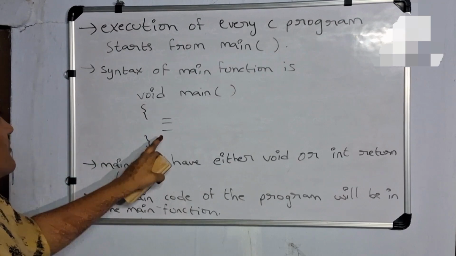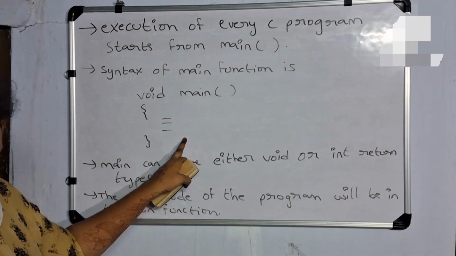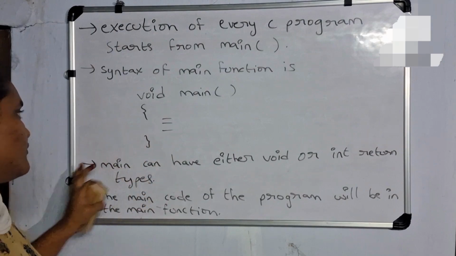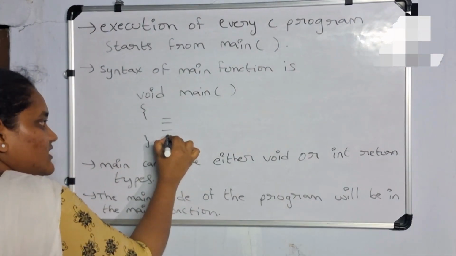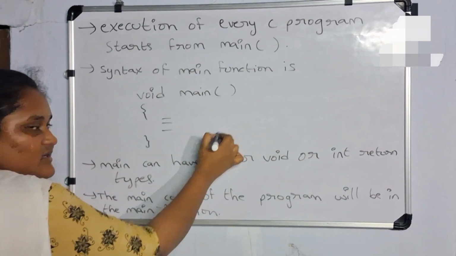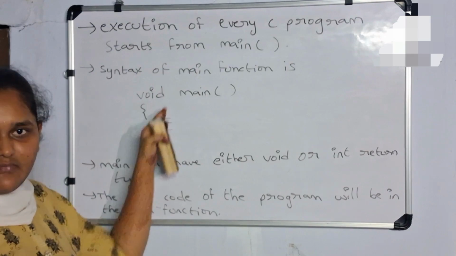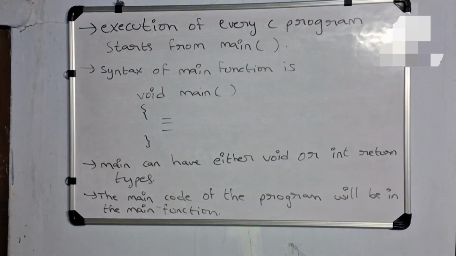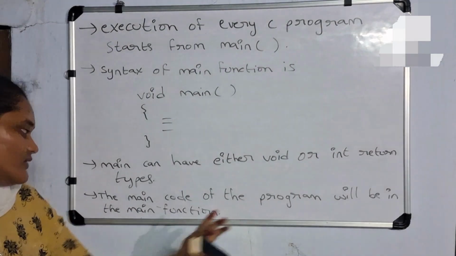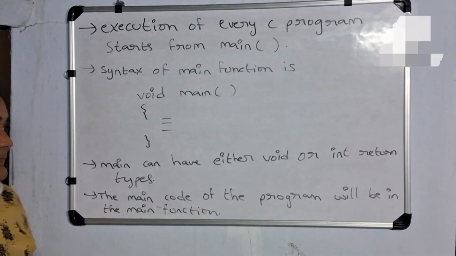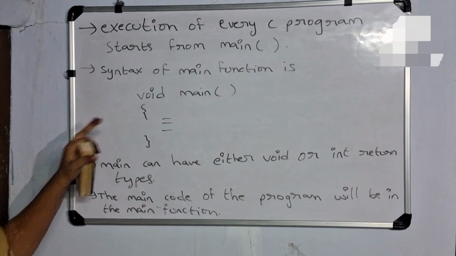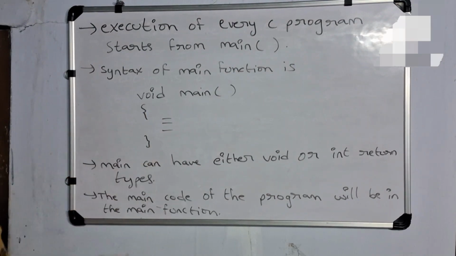And int means we should return an integer. For the main function, we should return 0. If we write int here, we should write return 0 at the end of the main function block. And main can have either void or int return types. The main code of the program will be in the main function. Yeah, the main code of our entire program will be in the main function. And that's it about the main function.